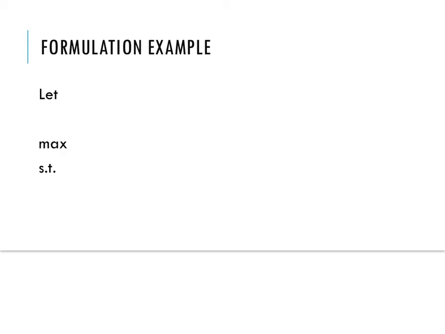So on the next slide we have the way I want you to formulate it. Right? So we have "let," that's where the decision variables go. And then I tell you it's a maximization problem, that's the max. And then S.T. stands for subject to, and the constraints go down below that. So here we need to define two decision variables, one for the shirts that we want to produce, and the second one we need for the pajamas.